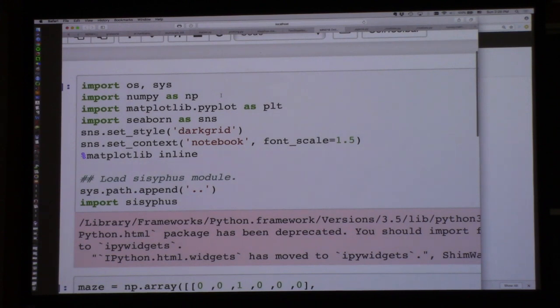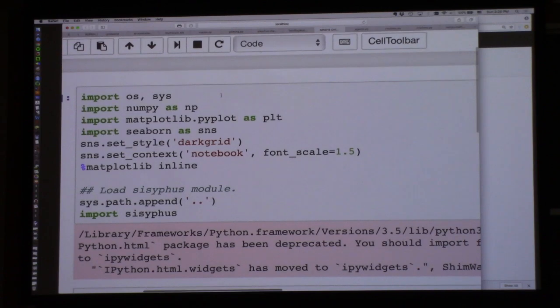Okay, so you just need NumPy right now. Just import NumPy as np in your Jupyter notebook. And this is what I'd like to ask you to do.